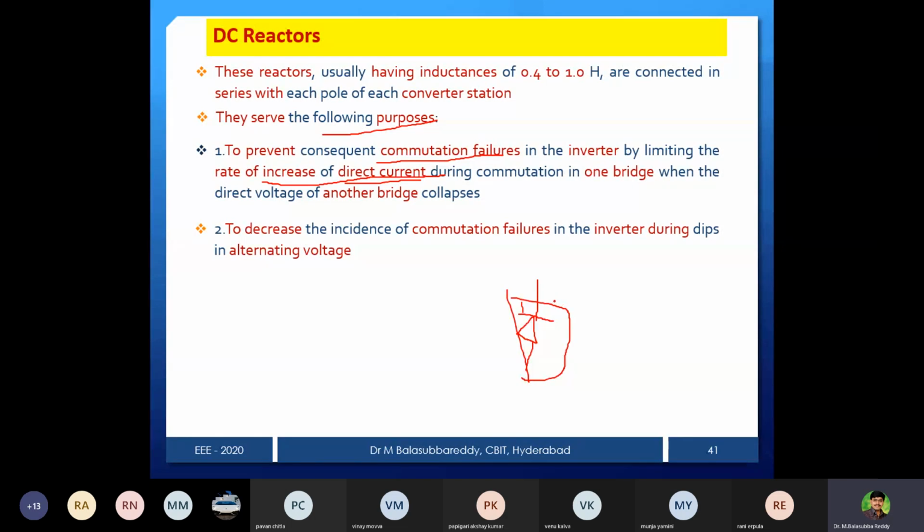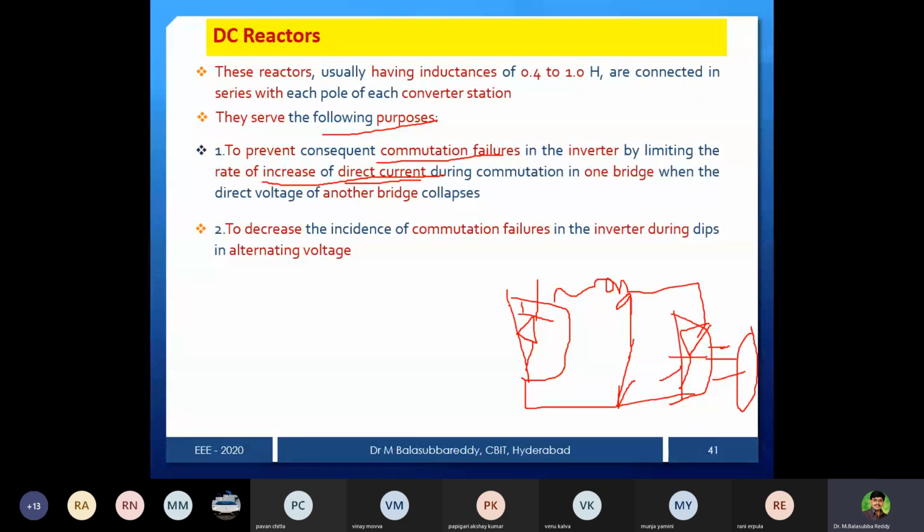After the rectifier station, there is a reactor, and then of course an inverter station on this side. This inverter station uses an AC supply as input, and the output side is DC across the inverter. Now the problem is that once the voltage is in a dip, that means the AC voltage is very low, there is a commutation failure in the inverter.